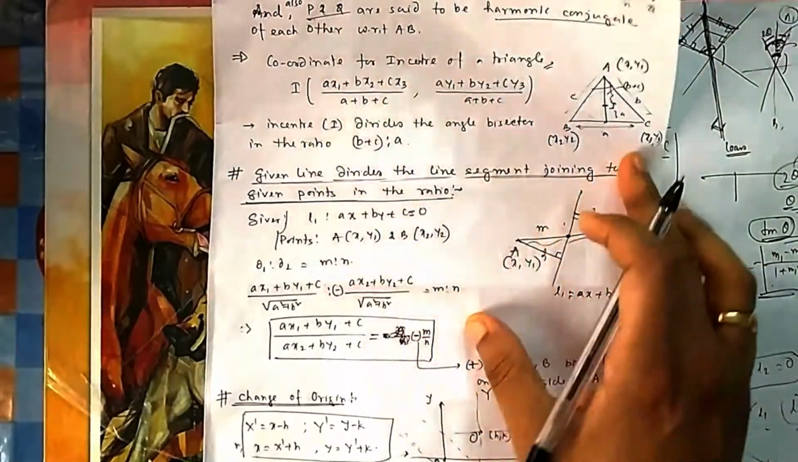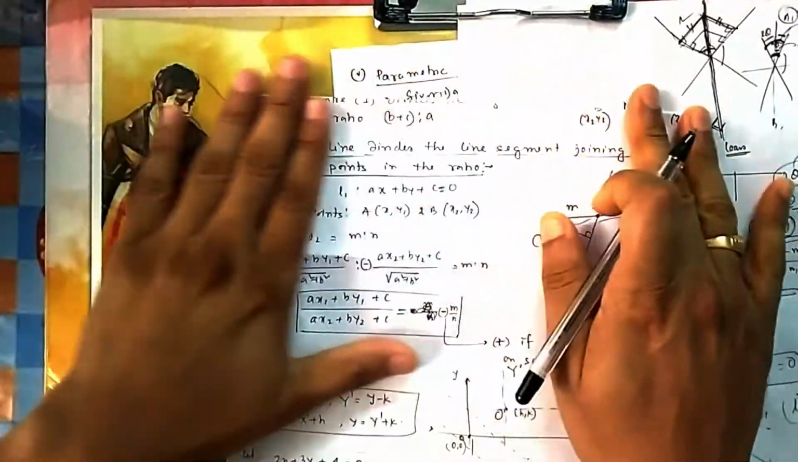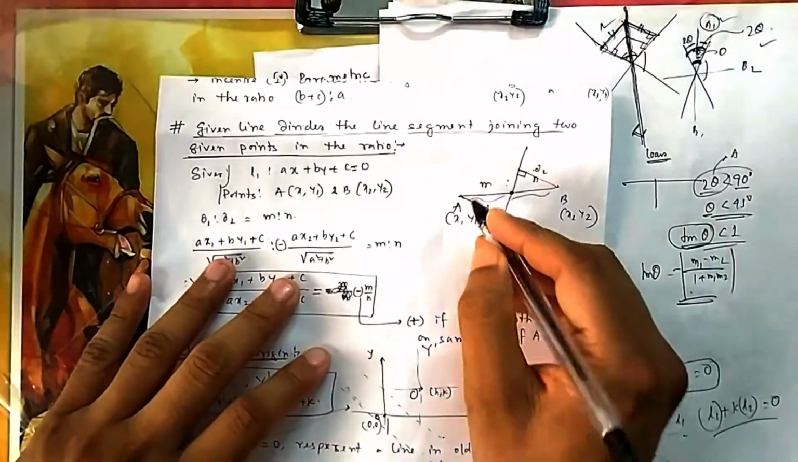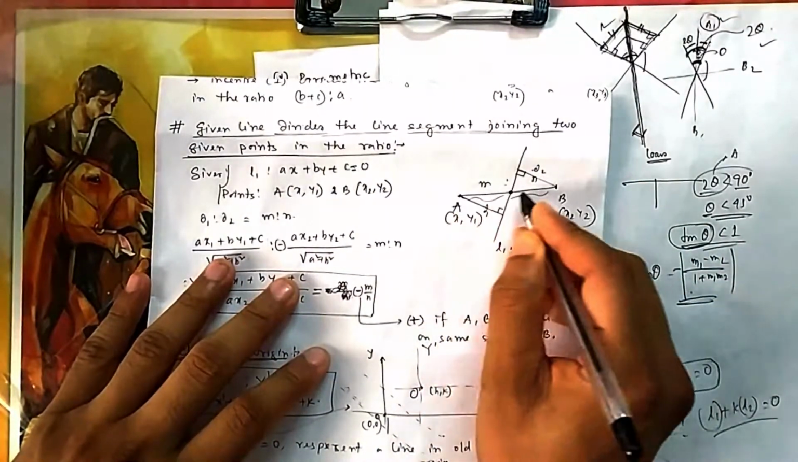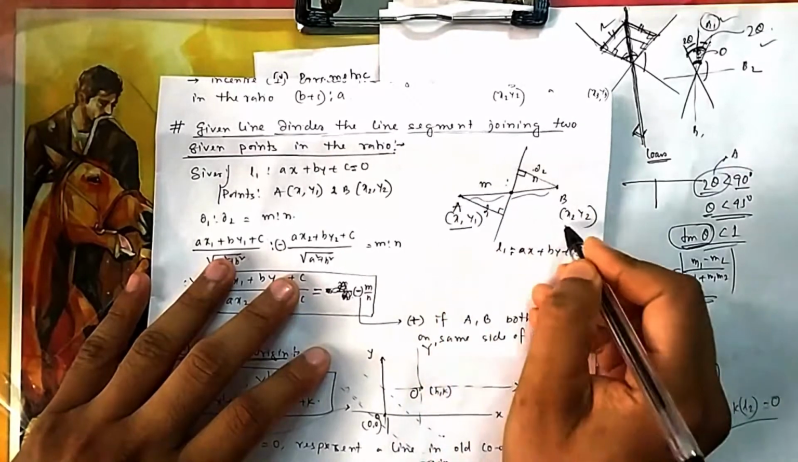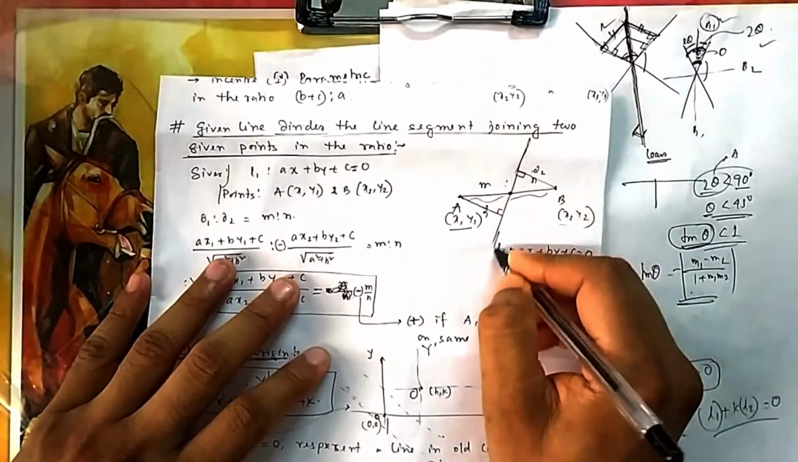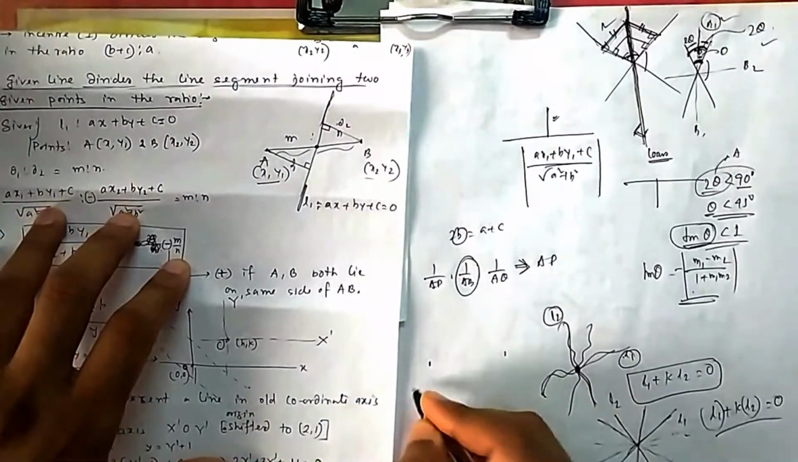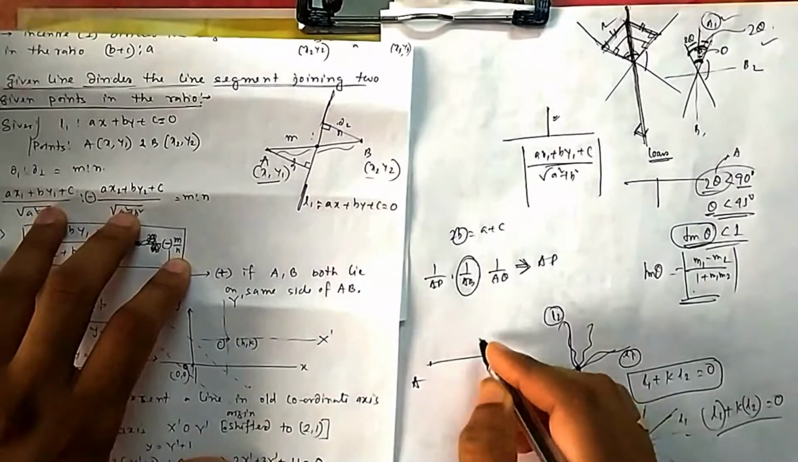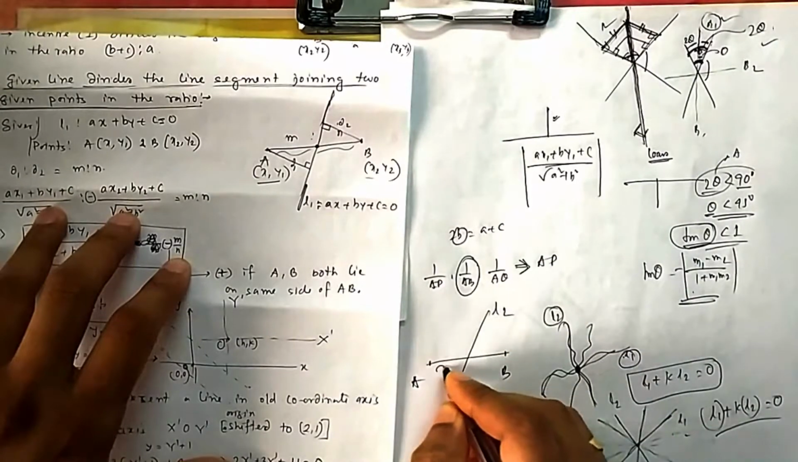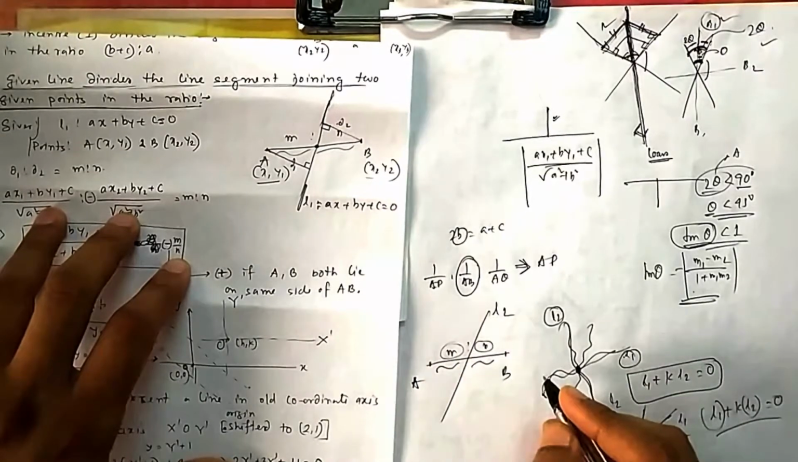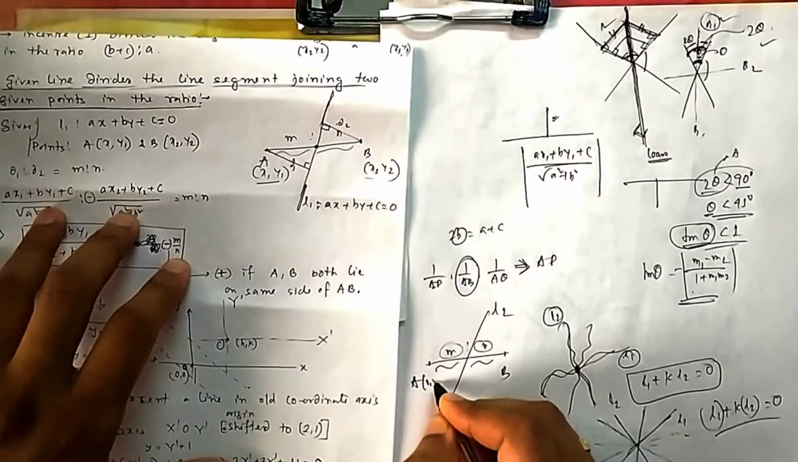Given a line, now a line is given to you, it will divide a line segment joining two given points. In what ratio will it divide? That is the condition. Suppose 2 points are given, A and B. So this is the line segment AB, and this is the given line L1. This line divides the segment in some ratio, that is M is to N ratio. We don't know which ratio, so that we need to find. These points are also given to you.